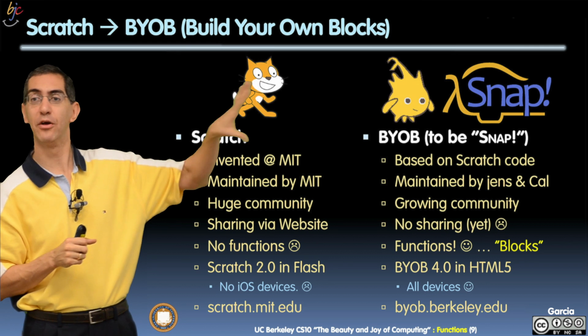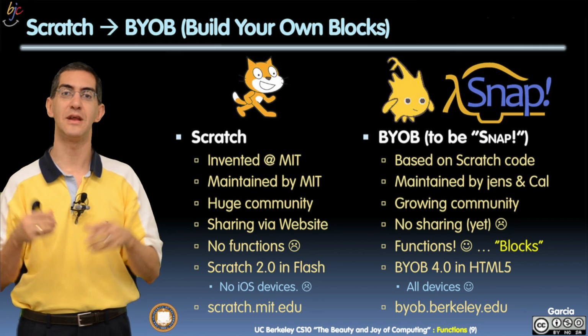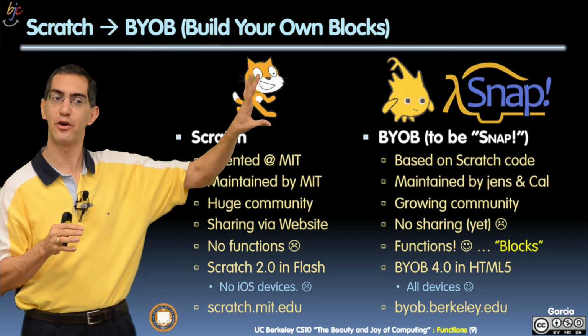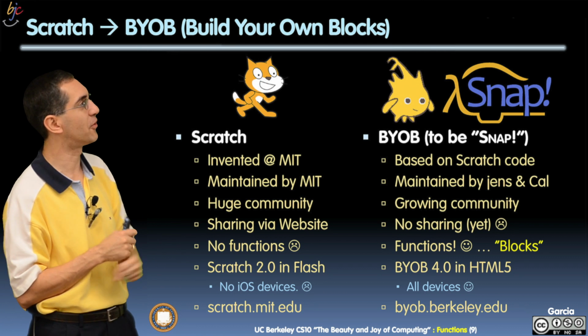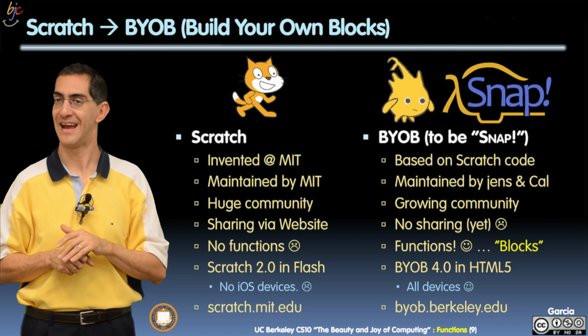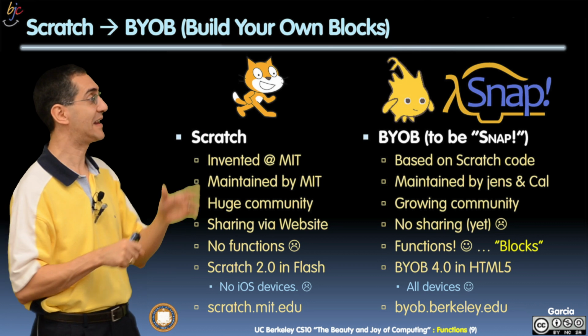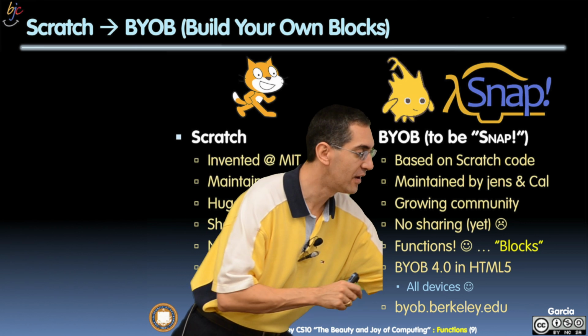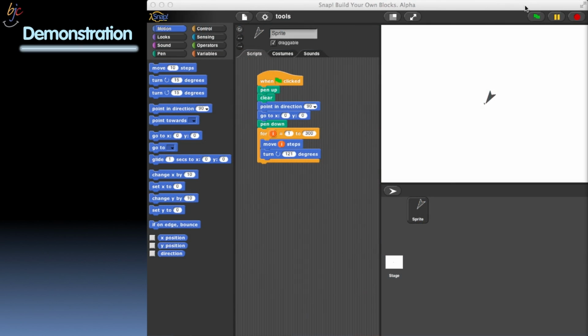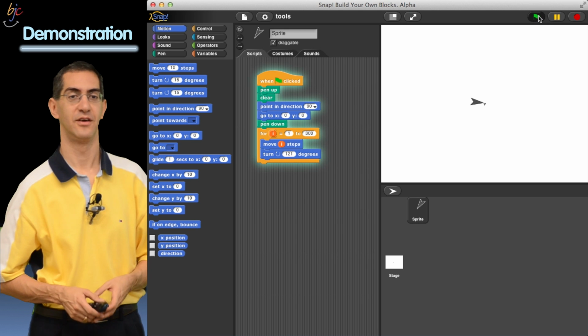So we, Berkeley, and some folks in Germany, built the new version of Scratch. We call it BYOB, or Build Your Own Blocks. Doesn't stand for what you think it stands for. It's going to be called Snap, and that's going to be really cool. And in fact, I had a version running in the browser. So let me now show you the demo of Snap running in the browser.